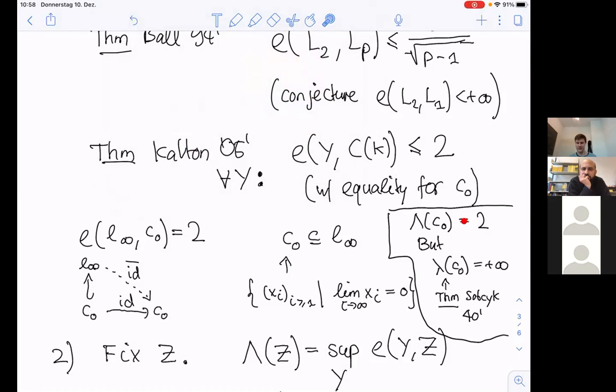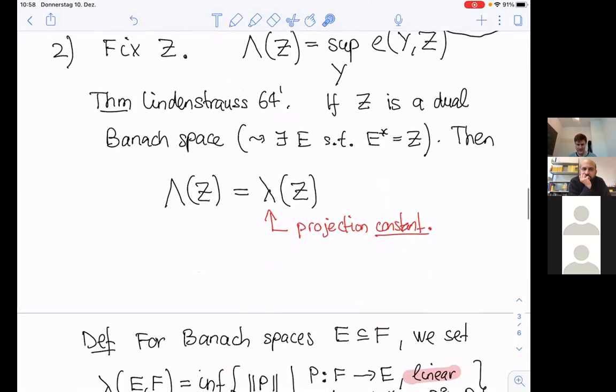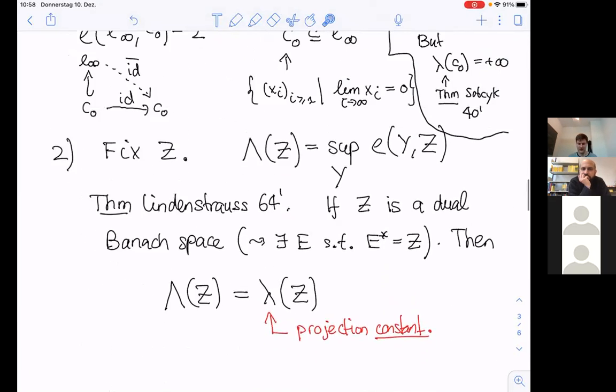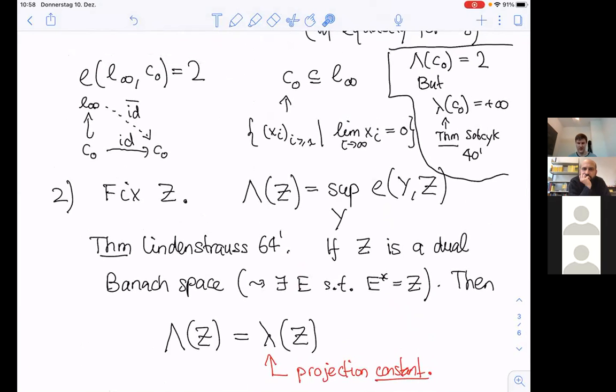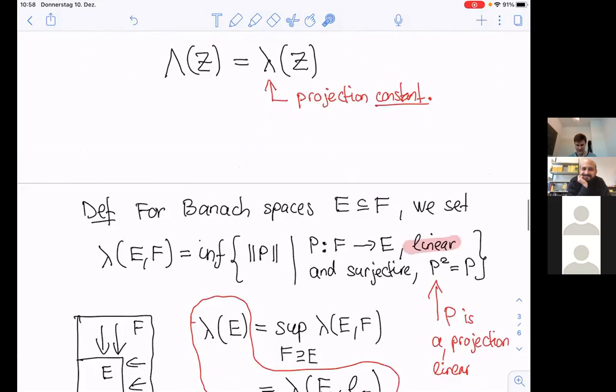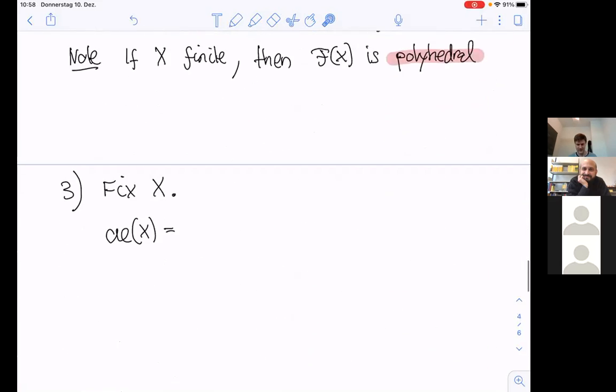Lindenstrauss's result is not true for any Banach space. There has to be an assumption. Here in the theorem of Lindenstrauss, I can put them together. Here we had that C is a dual space. And if you want, this result here in the box gives a very, very high level proof of the fact that C0 is not a dual space. Okay, good. But let me continue.